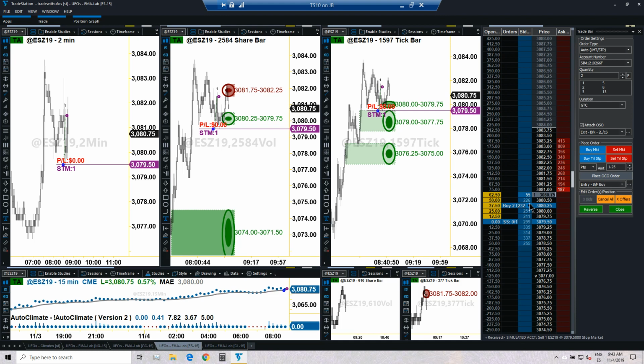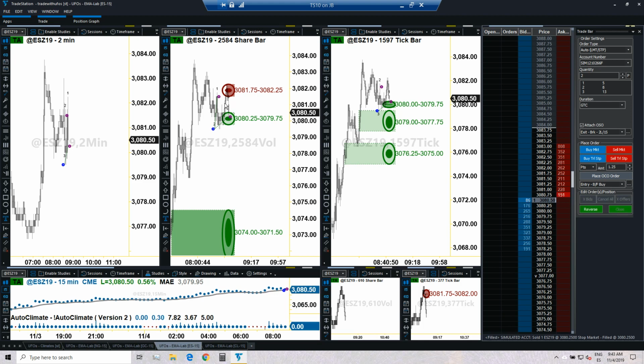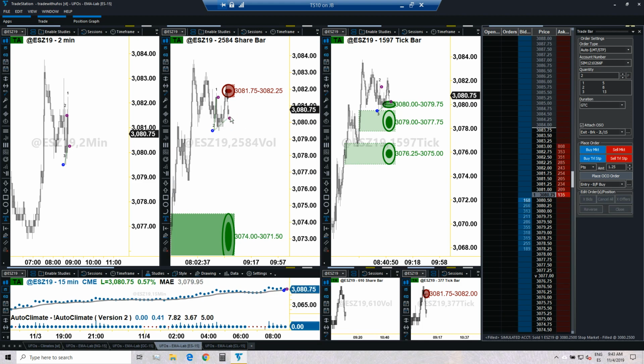80.5. I need to move my stop to 80.25. This is the new location for my stop. Out of the UFO that was there before, and therefore I'm out of this trade, collecting the maximum profit that was possible here with the S&P. Okay, so we're out. We are out of the S&P trade.